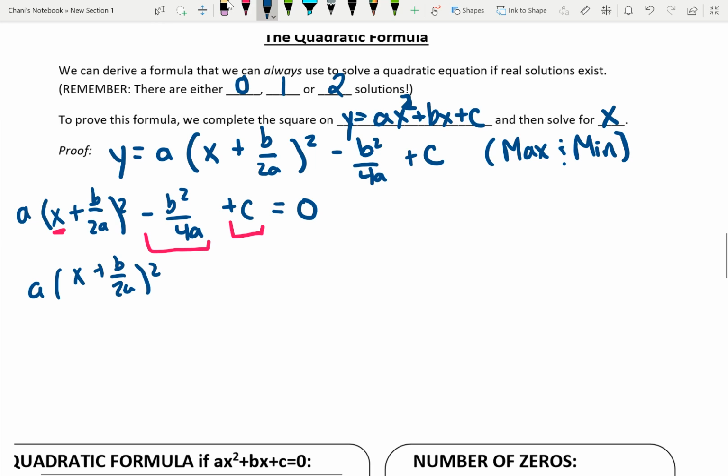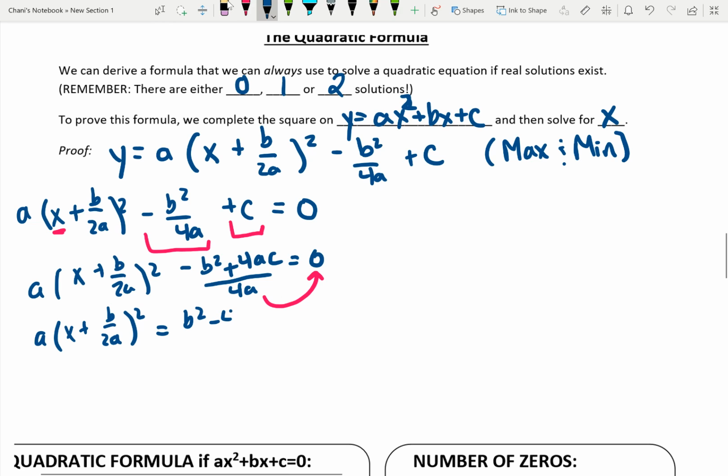Okay, so the denominator would be 4a. So we get minus b squared plus 4a times c all over 4a. That's the common denominator. Now I'm going to take this whole chunk and move it to the other side. Remember, I'm trying to get x alone. Okay, so when I move this over, it becomes plus b squared minus 4ac all over 4a.